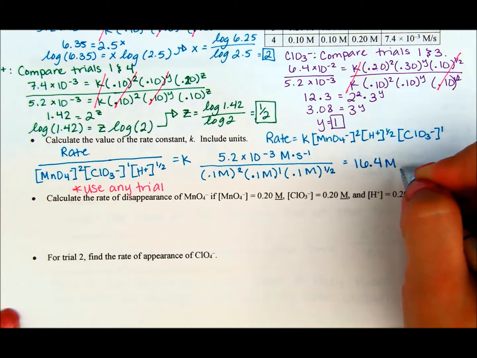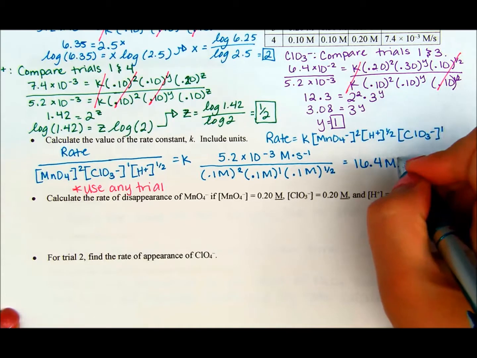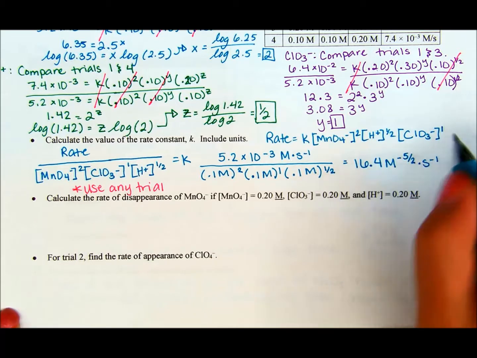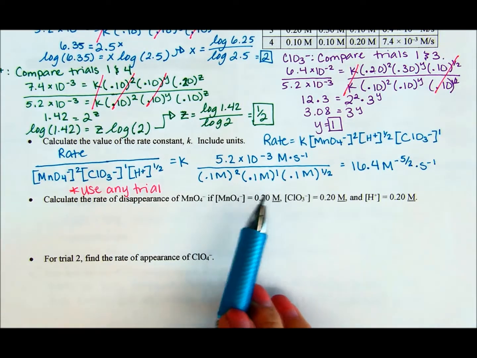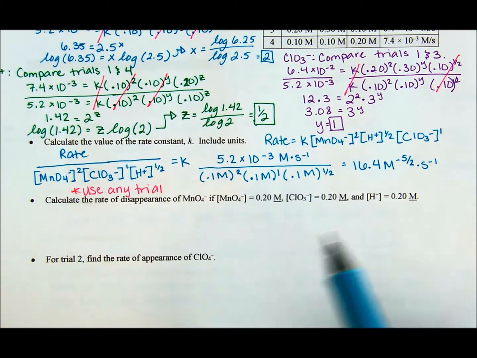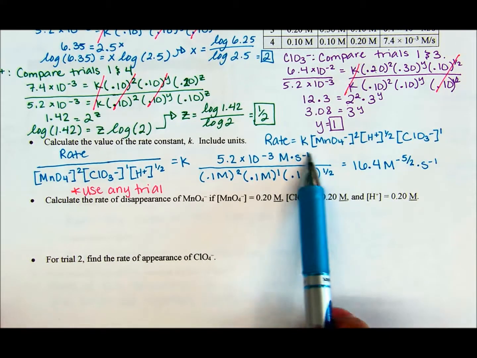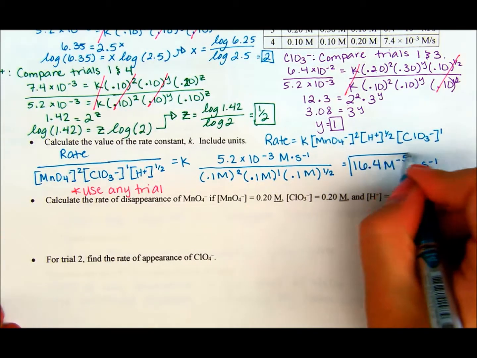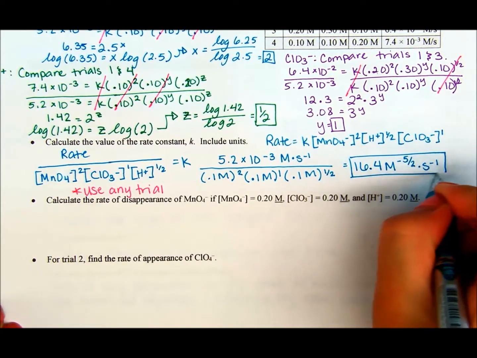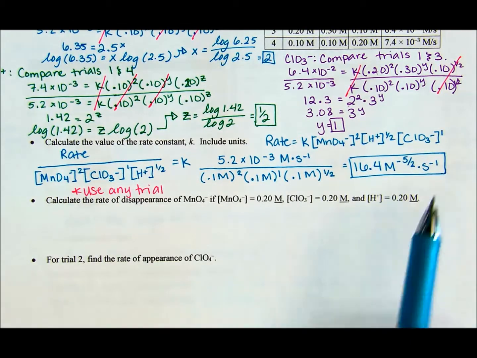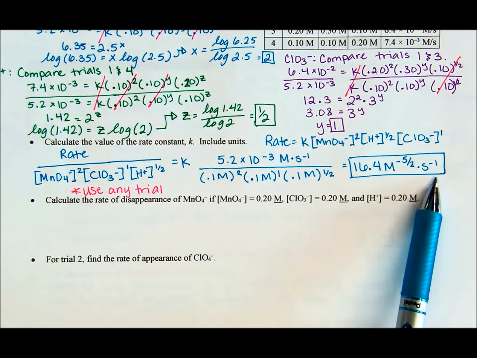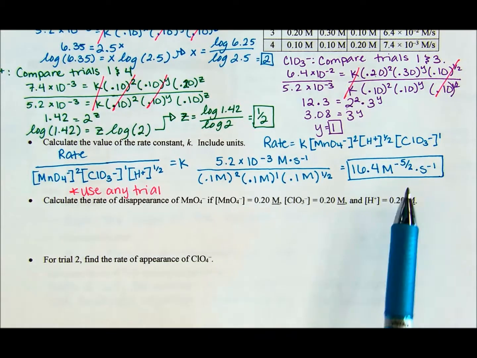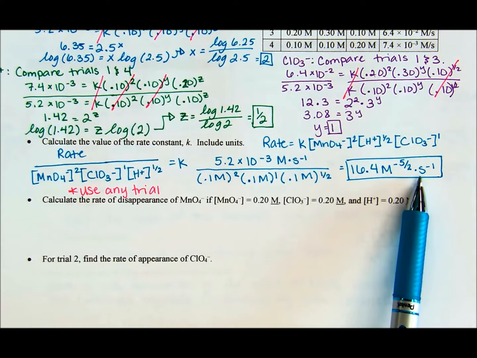Molar. And then how many molars are you going to have? You should have -5/2 times inverse seconds. So you have -5/2 for your molars, right? And then you have your inverse seconds, as it's going to cancel on over. So this is going to be what your value for K is, including units. And for every reaction, you're going to have different units. So make sure you work that through. Most of the time they're going to look funky like this, and that's okay.